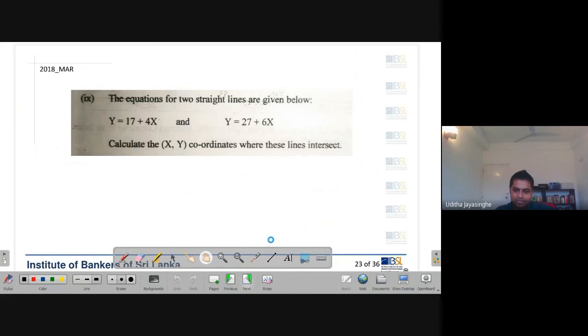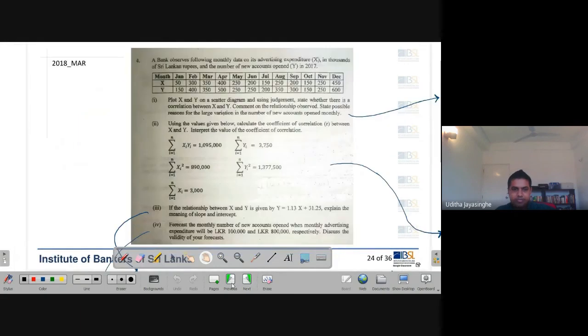Okay, next question. Bear with me. Now this is a good question. Yeah, it's a very good question, and in fact, I think we have done part number 2 already, but let me quickly recap. A bank observes the following monthly data on advertising expenditure in thousands of Sri Lankan rupees, X, and the number of new accounts opened, Y, in 2017.